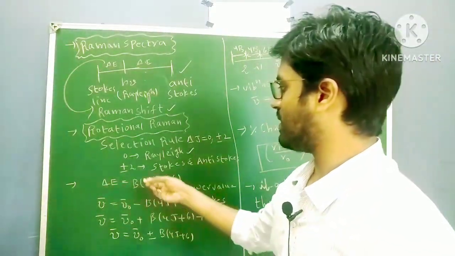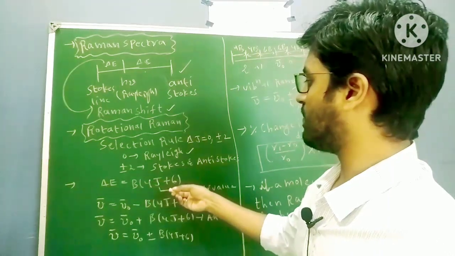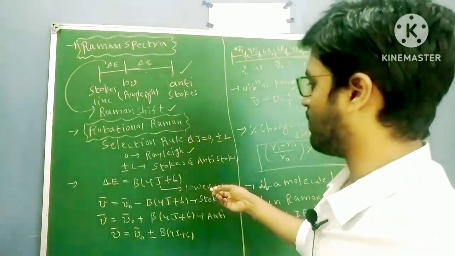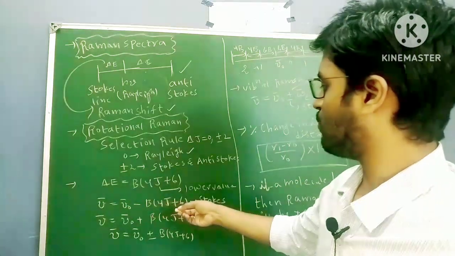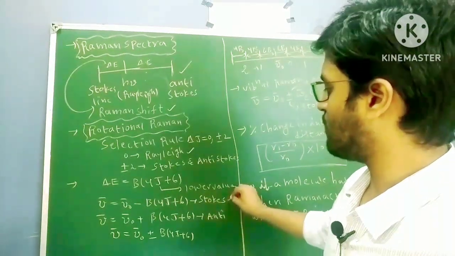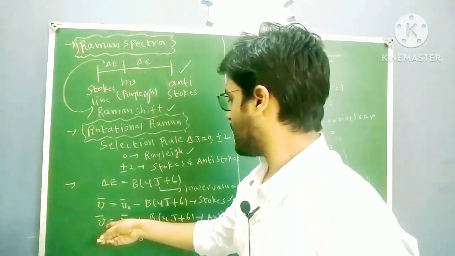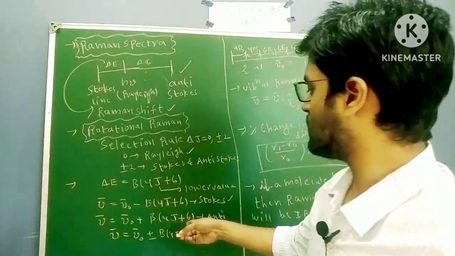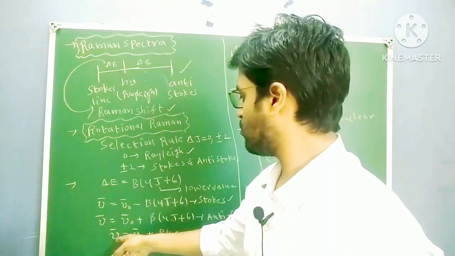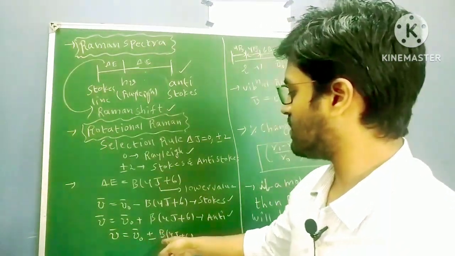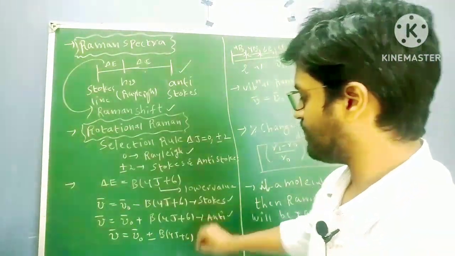Next important formula, delta E equal to B into 4J plus 6, where the J value should be the lower value. Next one, nu bar equal to nu naught bar minus B into 4J plus 6. This is for the Stokes line, a very important formula. Nu bar equal to nu naught bar plus B into 4J plus 6. This is for the anti-Stokes line. Combined, we can write nu bar equal to nu naught bar plus or minus B into 4J plus 6.